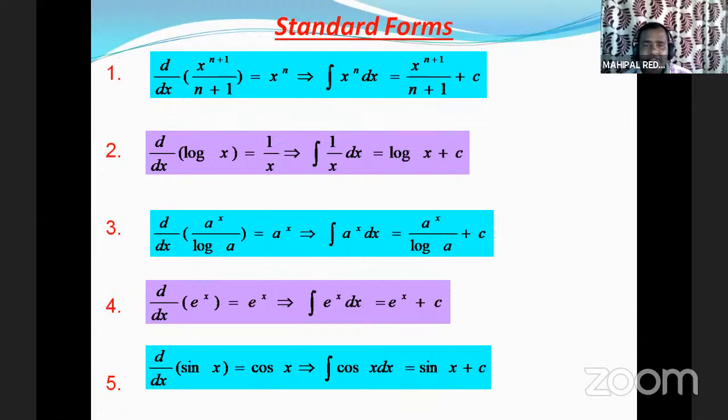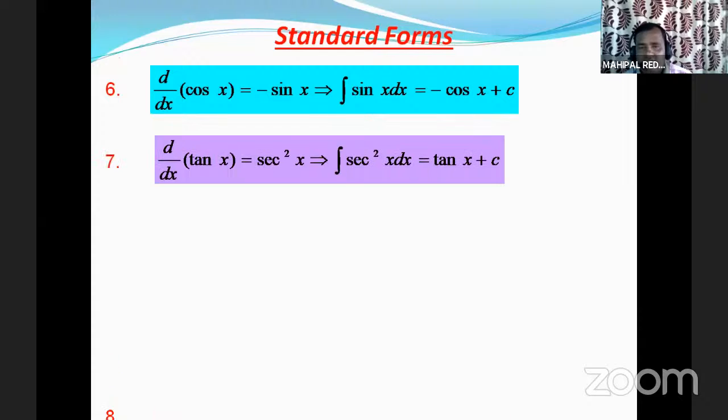The integration of x power n is x power n plus 1 by n plus 1. Integration of 1 by x is log x. Integration of a power x is a power x by log a. Integration of e power x is e power x. Integration of cos x is sin x. Integration of sin x is minus cos x.